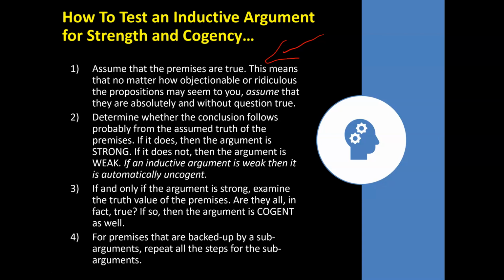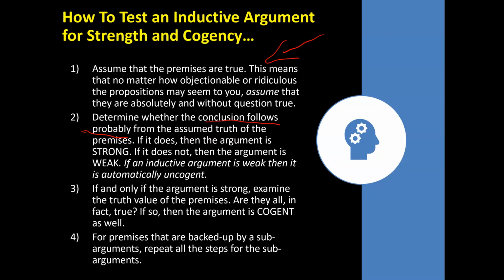Then, once you've done that, here's what you do. You assume that the premises are true. What that means is that no matter how objectionable or ridiculous those propositions may seem to you, just pretend like they're true for a minute. Just don't question their truth value. In other words, just say to yourself, if each of these premises were true, would the conclusion follow probably from them? So that's step 2. Determine whether the conclusion would follow probably from the assumed truth of the premises.